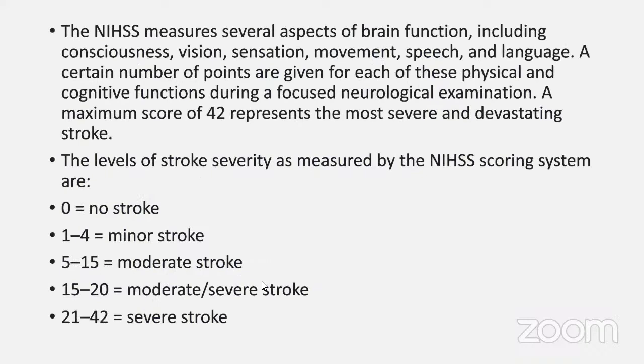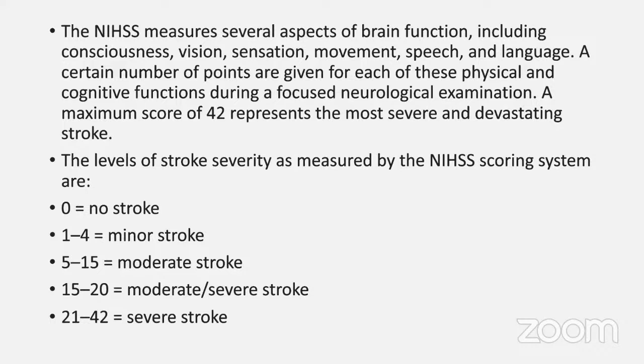The NIH stroke scale has been shown to be a predictor for both short and long-term outcomes of a stroke. It measures several aspects of brain function, including consciousness, vision, sensation, movement, speech, and language. A certain number of points are given for each of these physical and cognitive functions during a focused neurological examination. A maximum score of 42 represents the most severe and devastating stroke.